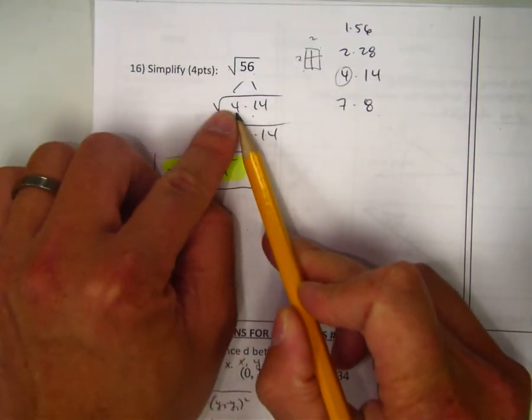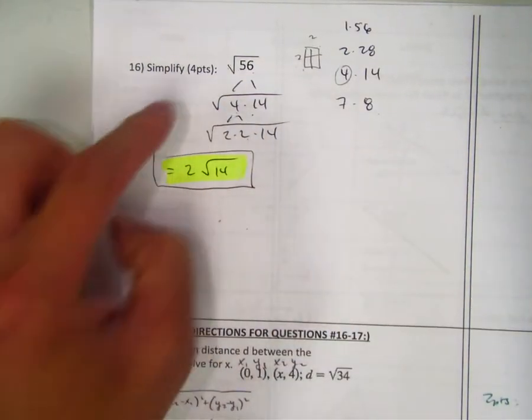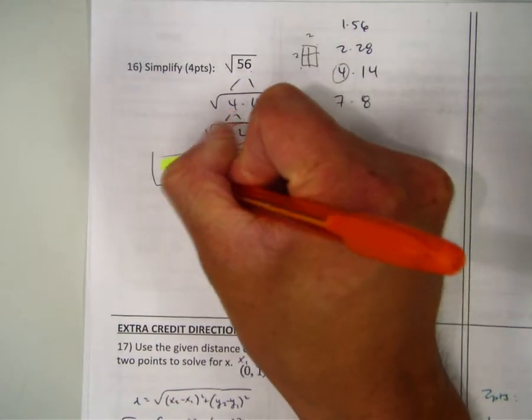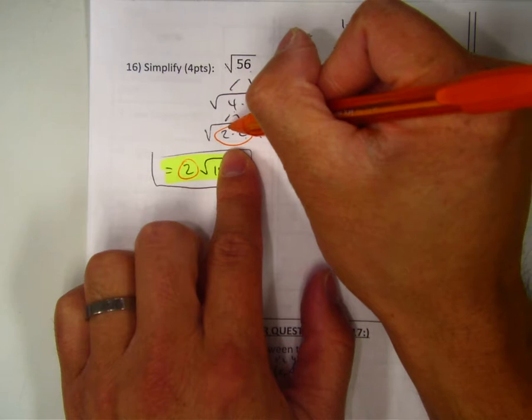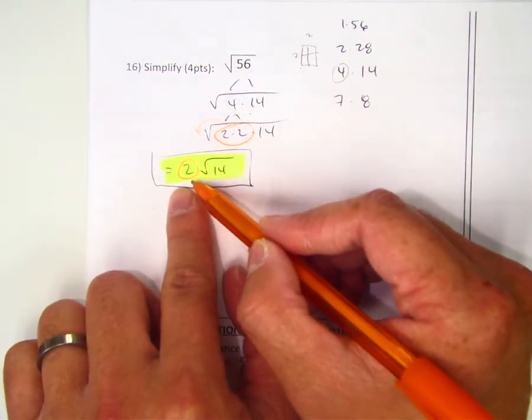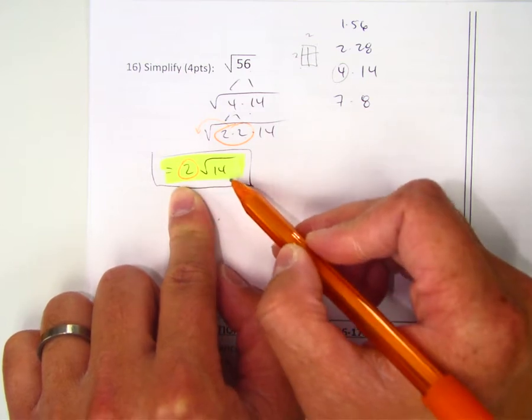So the square root of 4 is 2 times 2. You're looking for any pairs. Once you see a pair, they come out. Remember, when they come outside the house, they are together, so you only see one of them. The answer is 2 radical 14.